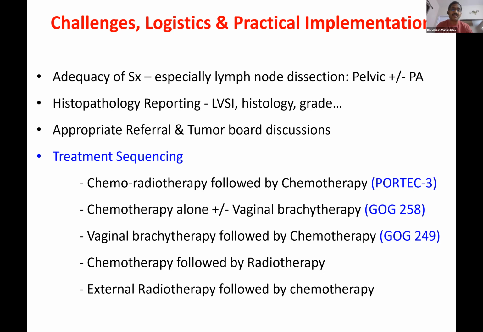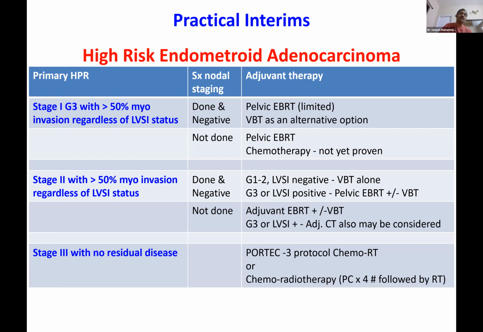And the last part of the slide shows so many treatment options which are available for these more advanced diseases. Chemoradiotherapy followed by chemotherapy like PORTEC-3, then GOG-258 where we are giving 6 cycles of chemo, then GOG-249 where vaginal brachytherapy is followed by 3 to 4 cycles of chemotherapy for stage 1, stage 2, and then the other treatments which are usually practiced, which we come across in this country, are chemotherapy followed by radiotherapy or radiotherapy followed by chemotherapy. So there is no consensus as to what treatment sequencing should be done.